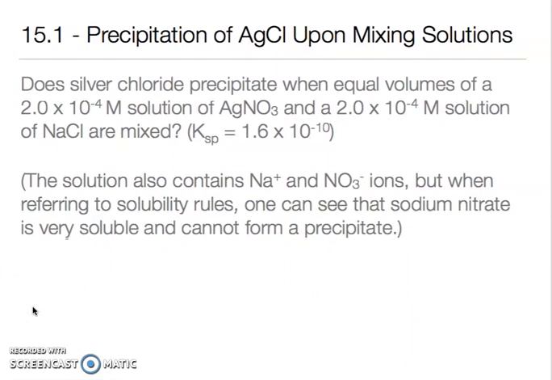Let's look at another one. Precipitation of silver chloride upon mixing solutions. So does silver chloride precipitate when equal volumes of a 2 times 10 to the negative 4 molar solution of silver nitrate and a 2 times 10 to the negative 4 molar solution of sodium chloride are mixed? And it tells me that KSP is 1.6 times 10 to the negative 10. The solution also contains sodium and nitrate ions, but when referring to solubility rules, one can see that sodium nitrate is very soluble and cannot form a precipitate.